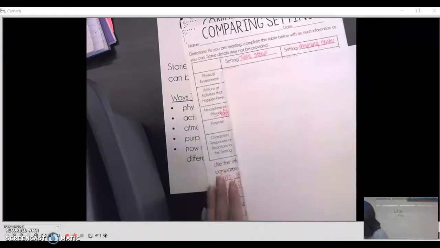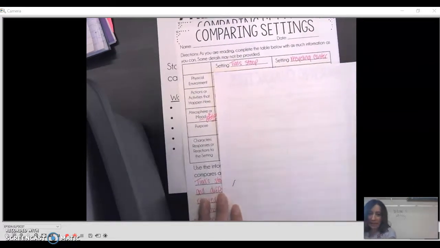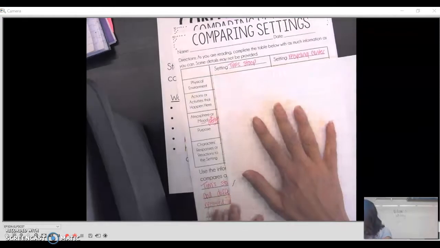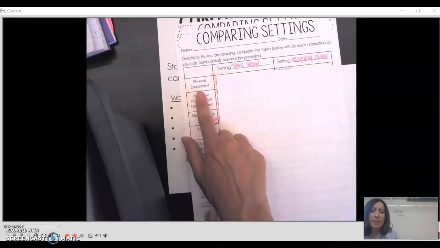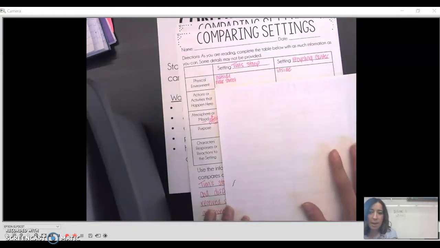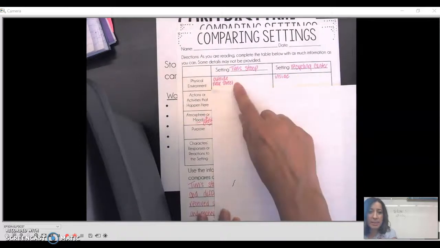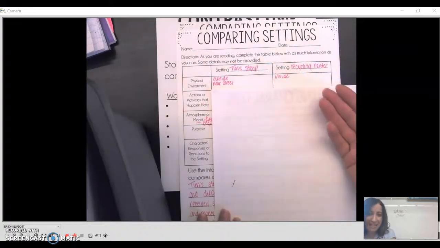So the two settings that I chose were the stoop and the recycling center. And the first category that I was thinking about was how are they the same or how are they different as far as their physical environment? And when I really thought about it, I thought, okay, Tim's stoop, it's outside, it's near a street. The recycling center, on the other hand, is inside.